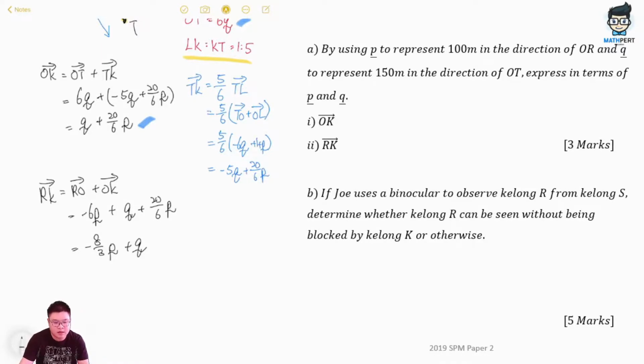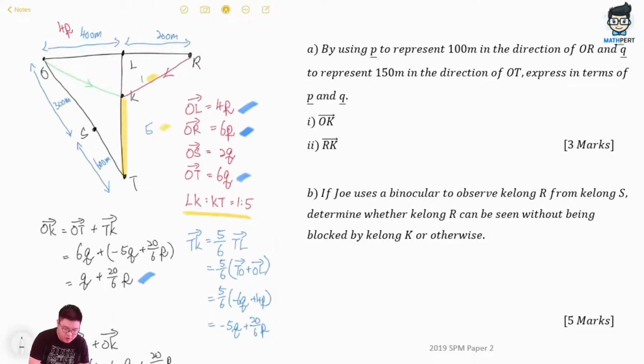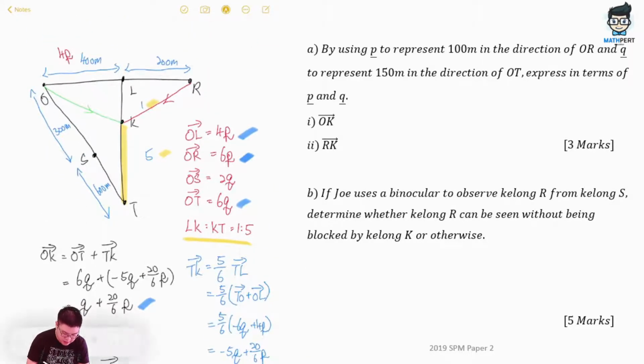So second part, part B. If Joe uses a binocular to observe column R from column S, determine whether column R can be seen without being blocked by column K. So where is column K and S? Okay, so they are this one. The question is saying that Joe used a binocular to observe column R from S. So they need to know whether K will block the view or not. So that means we need to find out whether SKR is on a straight line. If SKR is on a straight line, that means K is blocking Joe's vision.